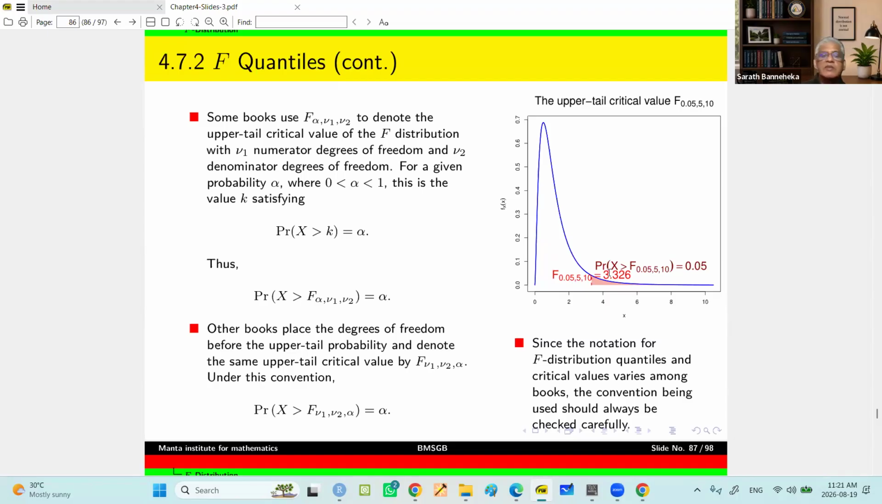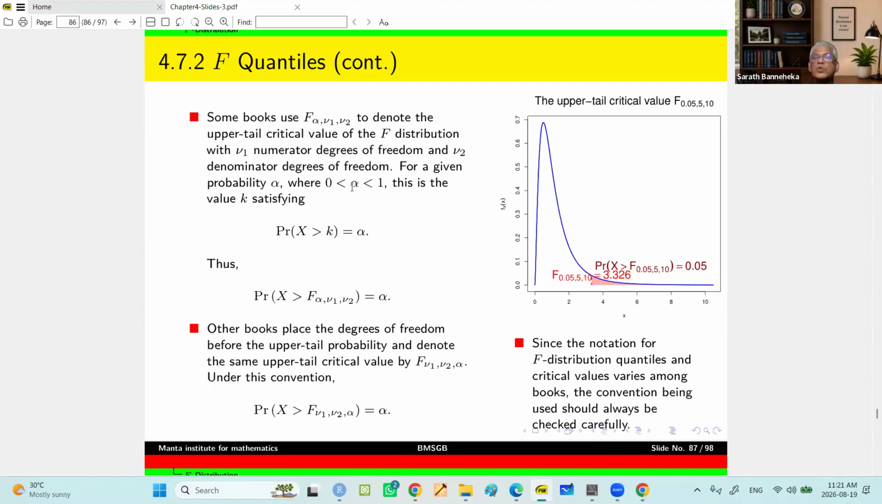And there's another variation of these things. Some authors change the order. Of course, you cannot change the order of nu1 and nu2; they should have the same order. But some people write alpha after nu2. Some other books place the degrees of freedom before the upper tail probability and denote the same upper tail critical value by f nu1, nu2, alpha. So they write nu1, nu2 first and then alpha at the end.